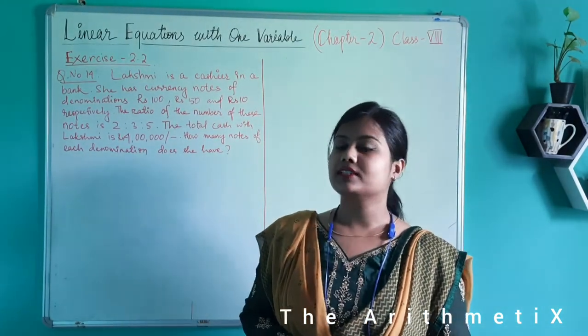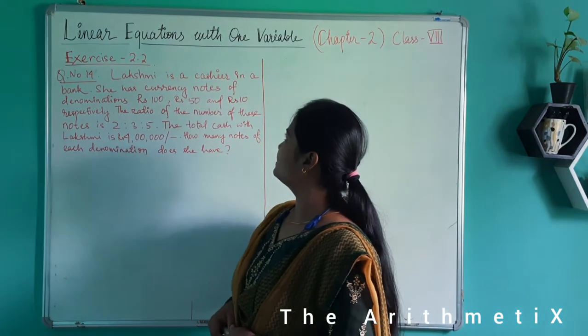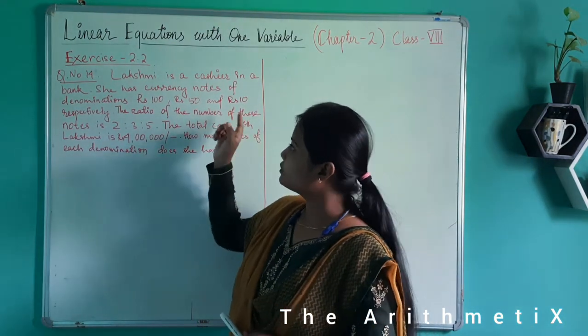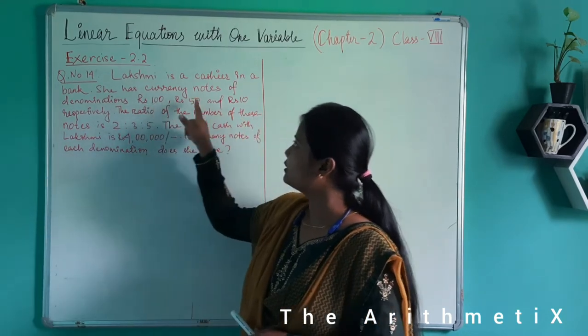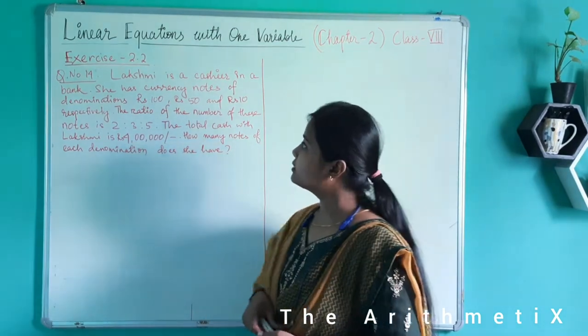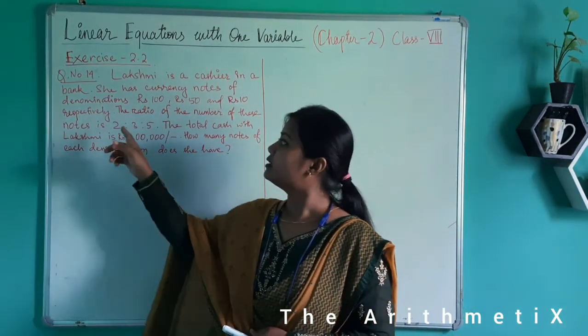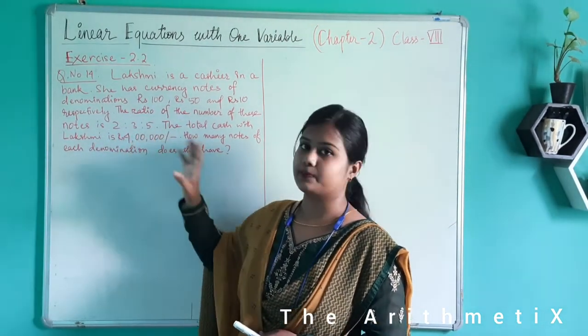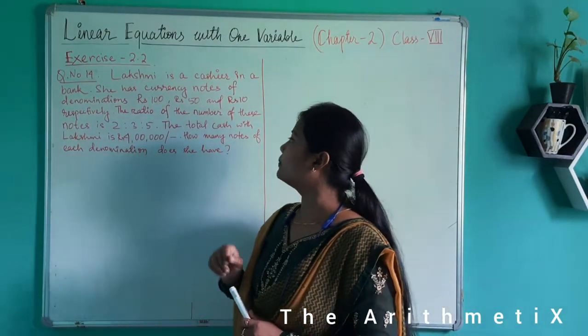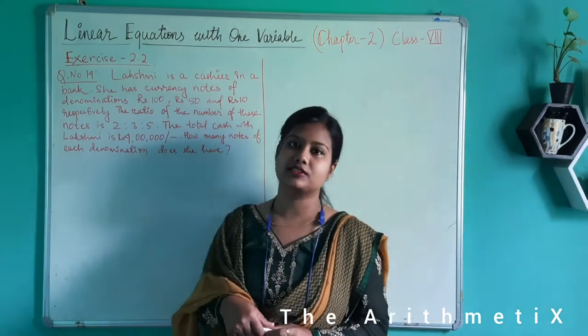In this question, it is given that Lakshmi is the cashier in a bank. She has currency notes of denominations rupees 100, 50 and rupees 10 respectively. The ratio of the currency notes are 2 is to 3 is to 5 respectively. The total cash with Lakshmi is 4 lakh. How many notes of each denomination does she have?